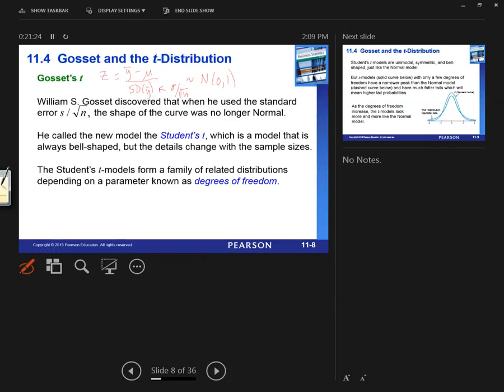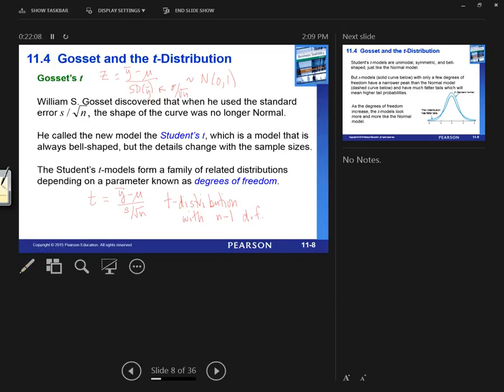This guy's normal. But when I put, instead of sigma over the square root of n, I put s over the square root of n here, it's no longer a z. It's not normal anymore. It's actually called a t distribution. It's called a student's t distribution. This is y bar minus mu, and I divide by s over the square root of n. All right, this has the t distribution, and the t distribution has a parameter called the degrees of freedom, and the degrees of freedom are n minus 1. So this has the t distribution with n minus 1 degrees of freedom, which I'm going to abbreviate df.